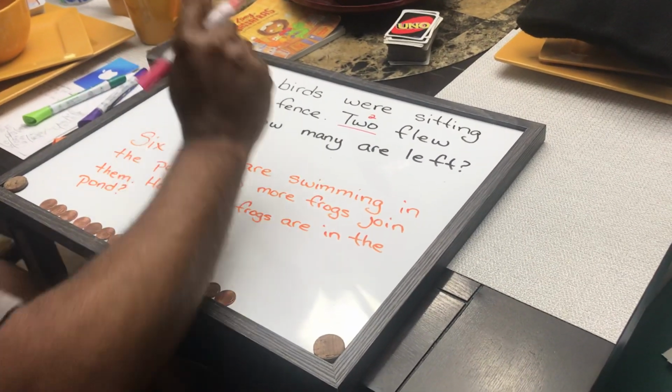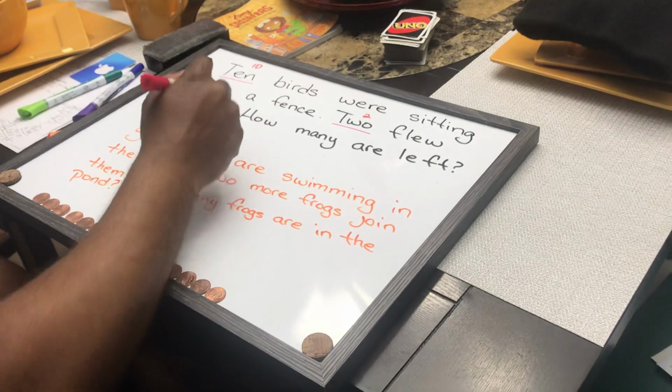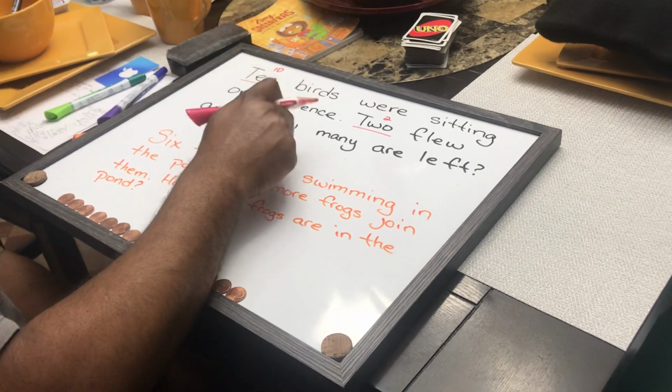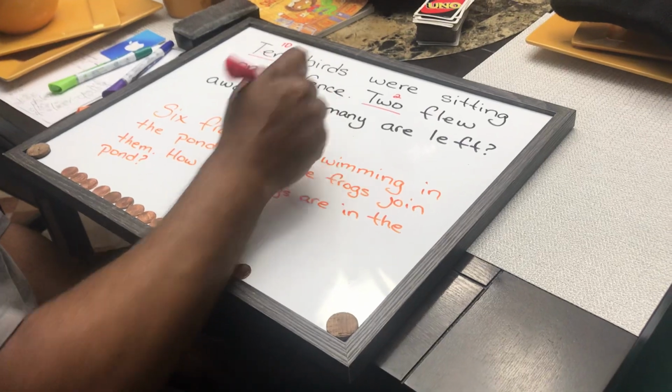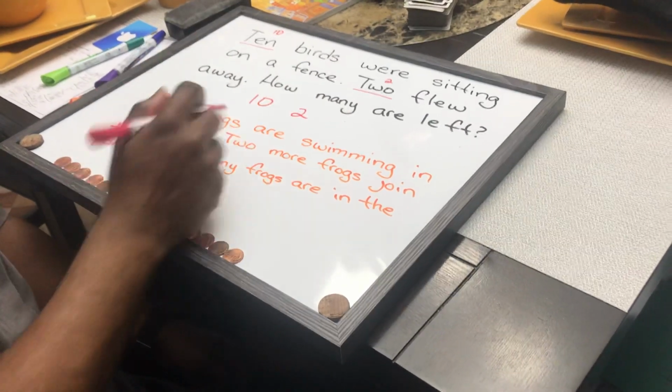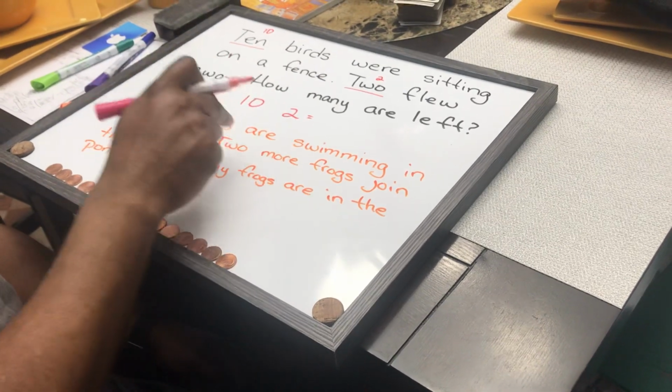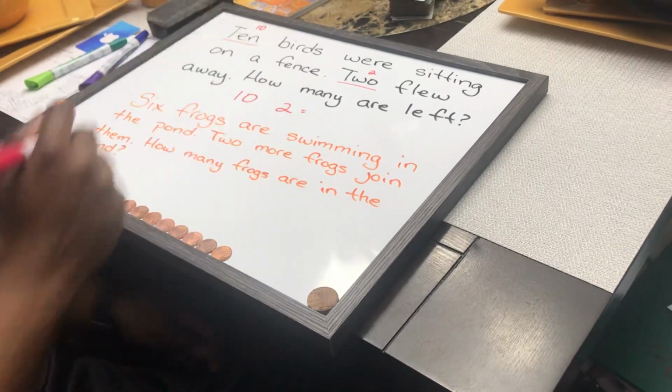So I have 10 birds and I have 2 birds. So I'm going to write the number 10 because I always write my greater number first, and then I'm going to write the number 2, which is my lesser number. Then I'm going to put equal, and now we're going to determine what goes here.